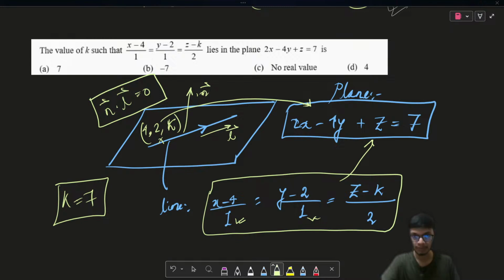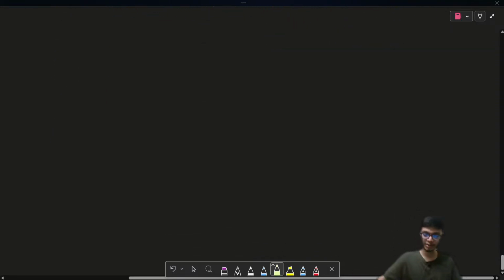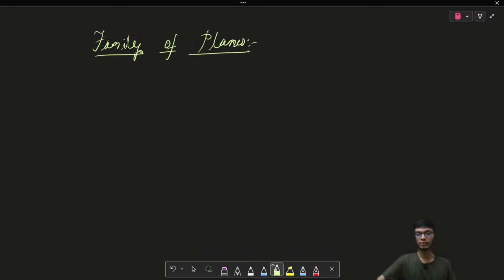Okay, great. So now let's move forward with some other concepts, especially on the concept of planes. Let me now discuss another very important concept called family of planes. The concept of family of planes. So what is the concept of family of planes?